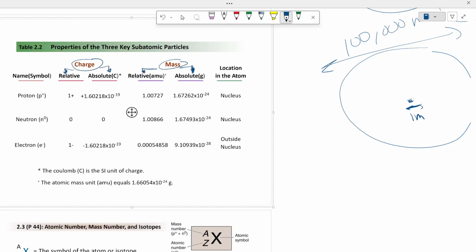Actually, if you divide the mass of a proton over the mass of an electron, you will find that it is about 1,800, 1,700, something like this. The mass of one proton equals the mass of 1,700 or 1,800 electrons together. And as we don't have this number of electrons in any atom, the maximum number of electrons is 118. So here we can say that the mass of electrons is negligible. You can ignore the mass compared with the mass of protons and neutrons.